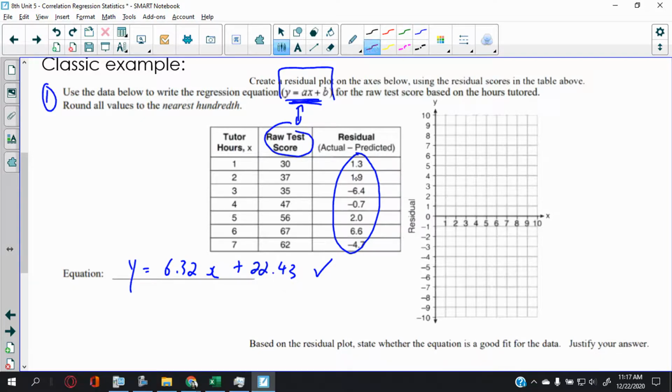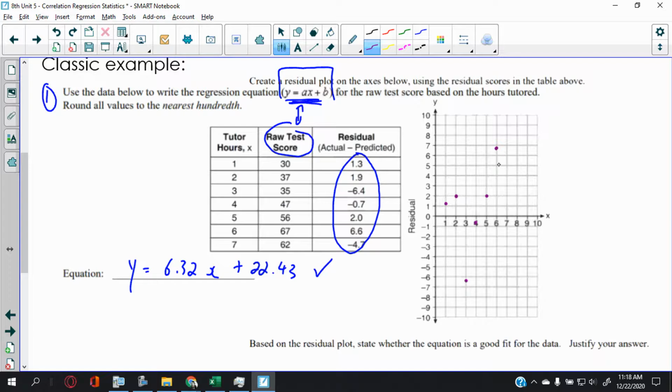So let's see, where is it? 1 is 1.3, 2 is 1.9, 3 is negative 6.4, 4 is negative 0.7. It's right here. Is that right? 5 is 2. 6 is 6.66.